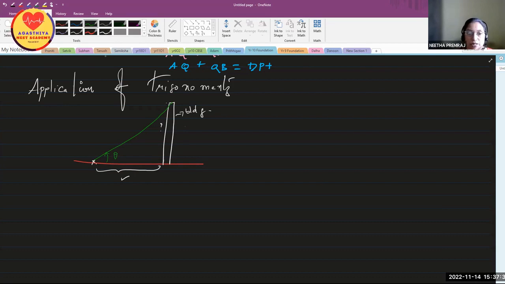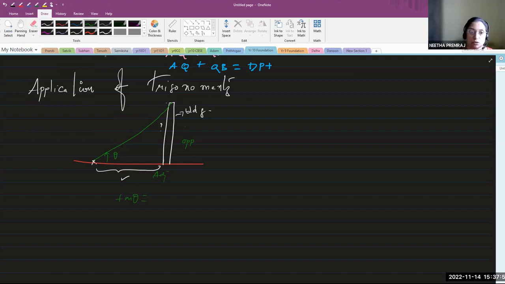So see, this is the opposite side, this is the adjacent side, isn't it? What is the relation between opposite and adjacent? Yes, guys, tan theta. So using tan theta, you can find the height of the building. So this is the way we apply trigonometry.